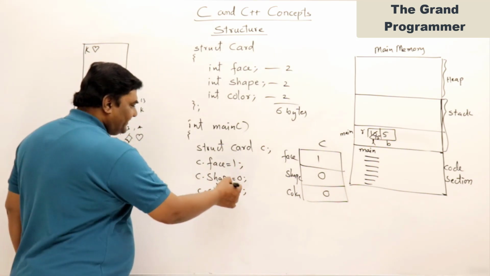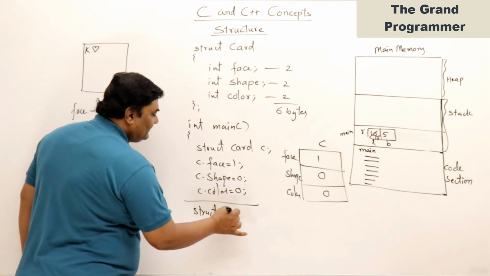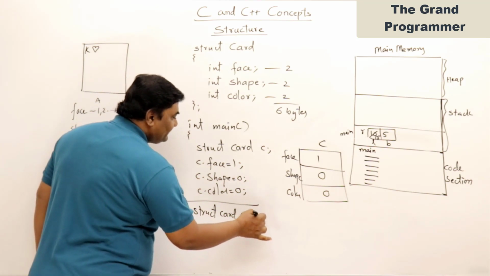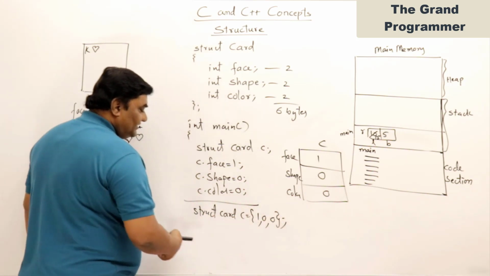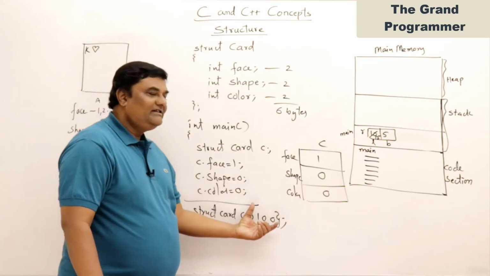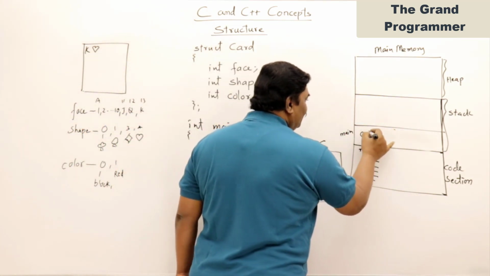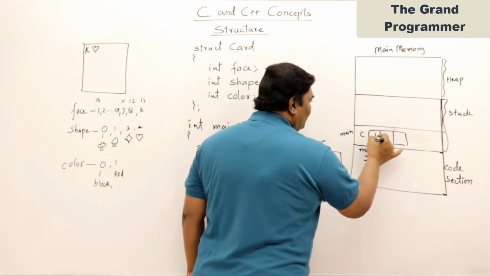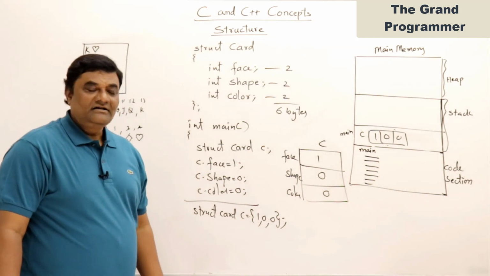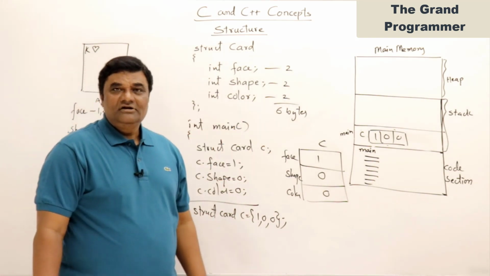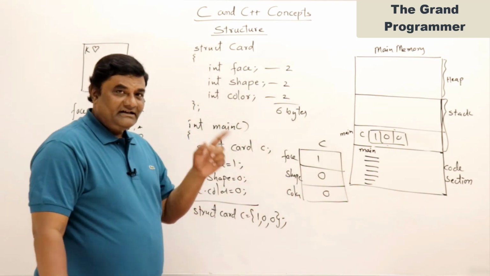Otherwise, I can directly initialize also. Struct card C, I can directly initialize the value. That is, the first face value is 1, and the shape is 0, and the color is also 0. So this is declaration plus initialization. And inside the memory, C will have 3 members: 1 0 0. It will be inside the stack belonging to the main function, or the stack frame belonging to the main function. Now one more thing, I'll just remove this and show you one more thing.